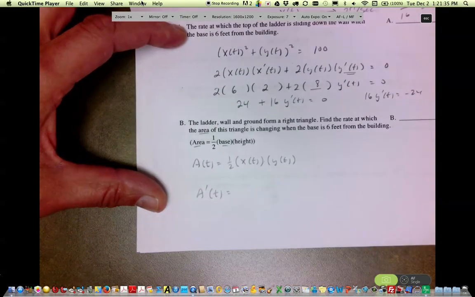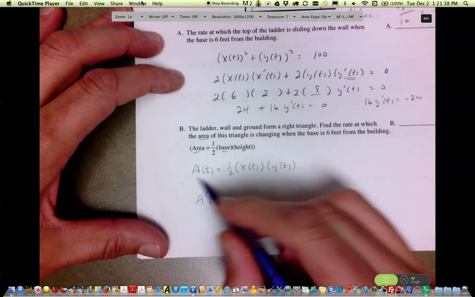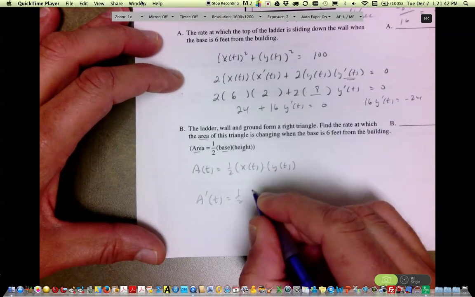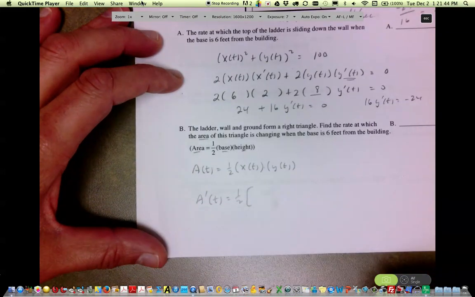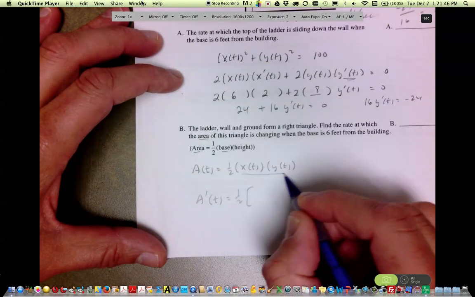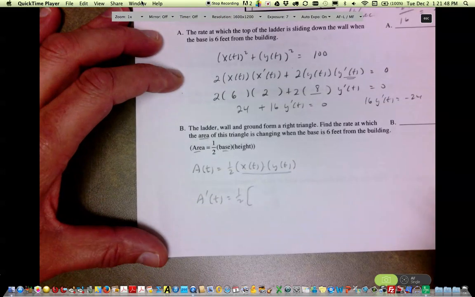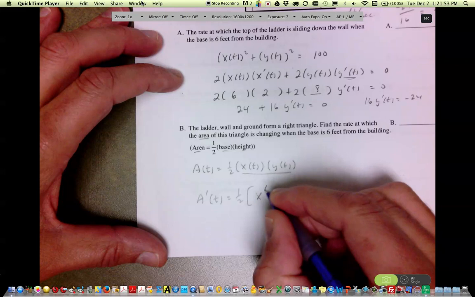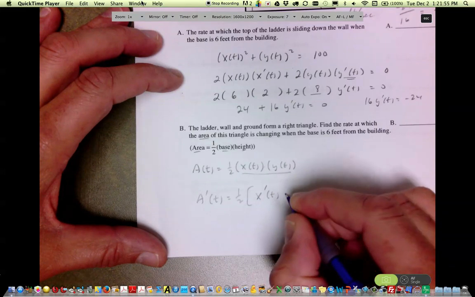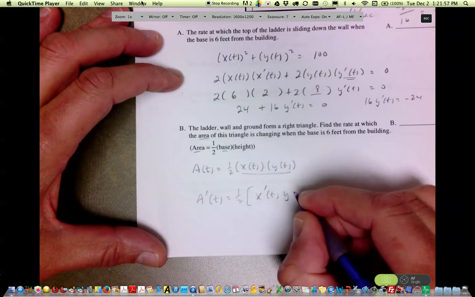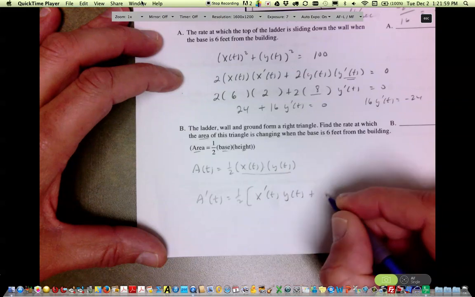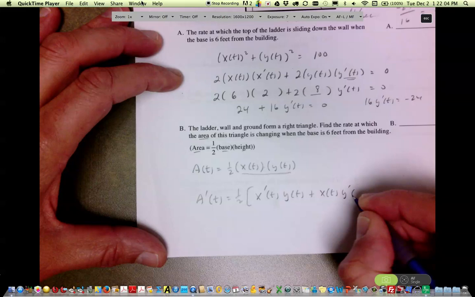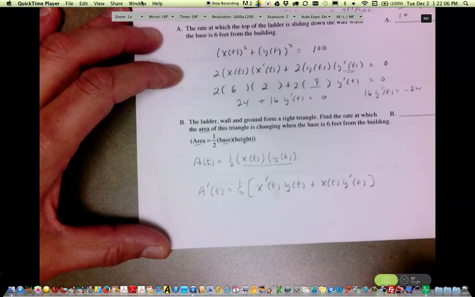All right, so to find A prime, I've got to take the derivative of this side and the derivative of this side. The 1/2 is just going to be a constant, so we can worry about it at the end. And then we want to think about taking the derivative of what's left. Well, what's left is a product, so applying the product rule, we're going to get x prime of t times y of t plus x of t times y prime of t. Okay, that's the product rule.